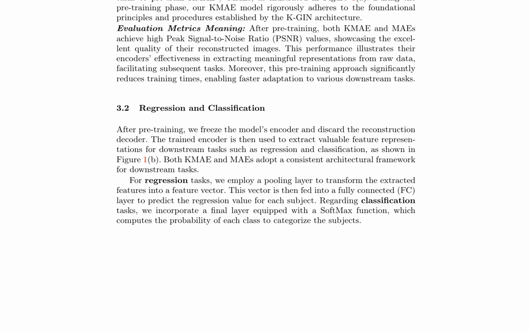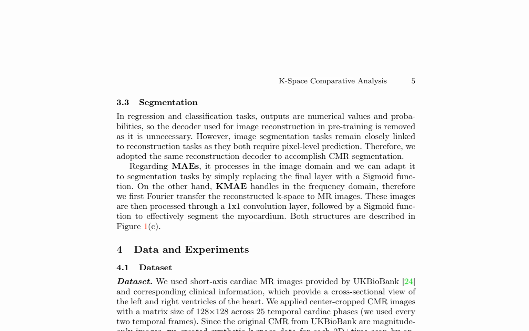Notably, KMAE and MAEs have been adapted for segmentation tasks, particularly the novel K-space segmentation method. This approach utilizes the decoders of KMAE and MAEs, providing a new approach to segmentation tasks within the MRI domain. The segmentation process in cardiac magnetic resonance (CMR) imaging involves the use of a decoder for image reconstruction in pre-training. For regression and classification tasks, this decoder is removed due to the outputs being numerical values and probabilities. However, for image segmentation tasks, the same reconstruction decoder is adopted.